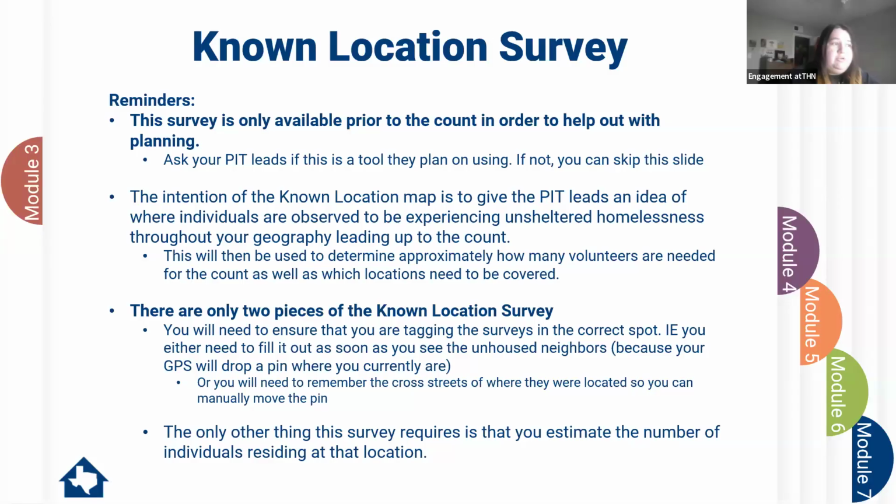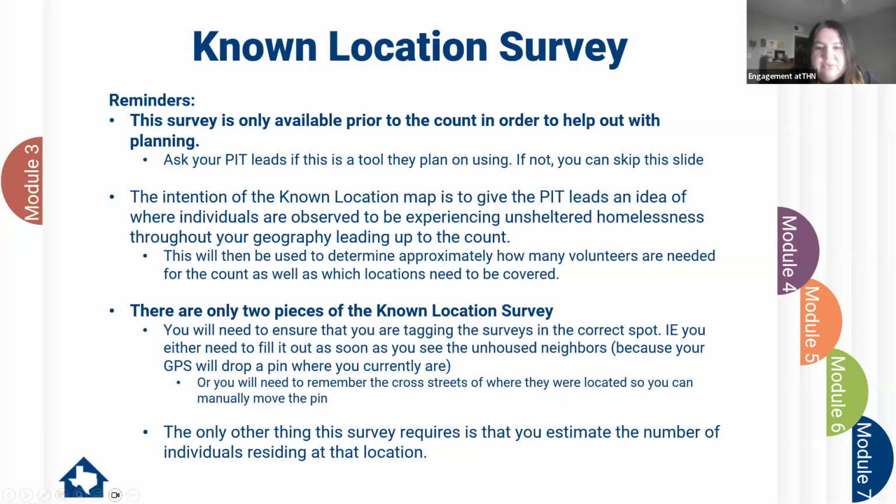There are only two pieces to the known location survey. You'll need to ensure that you're tagging the surveys in the correct spot, basically meaning that you need to either fill out the address or geotag it in the correct location. And the other aspect is that you're going to need to estimate the number of individuals that are residing in that particular location. So I'm going to demonstrate that next.